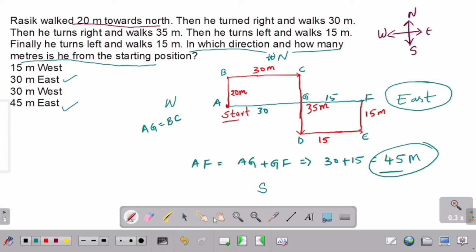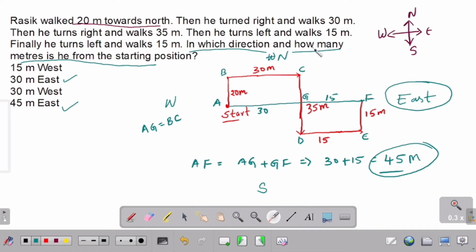Rasik walked 20 meters towards the north. So here is the starting point, and he walks towards the north side. How much is it? 20 meters. Then he turned right and walked 30 meters. Then he turned right and walked 35 meters. Then he turns left and walks 15 meters. And finally he turns left and walks 15 meters.